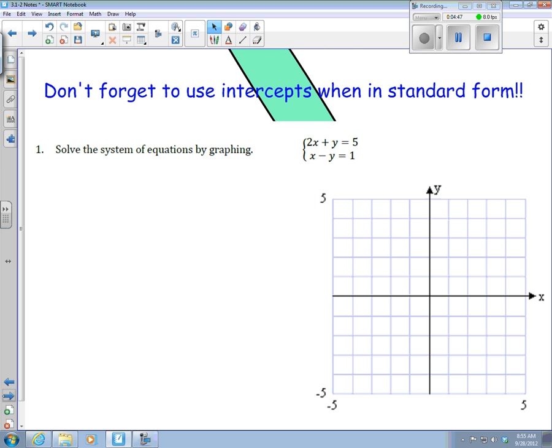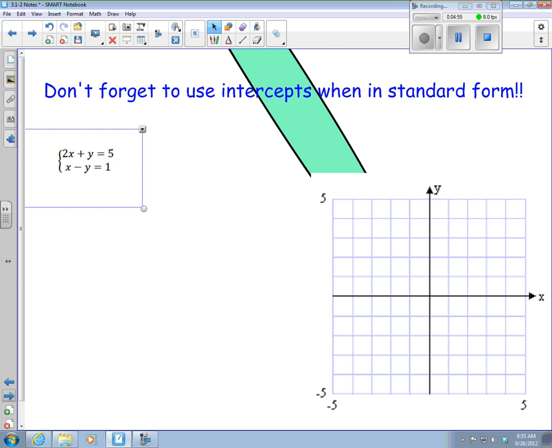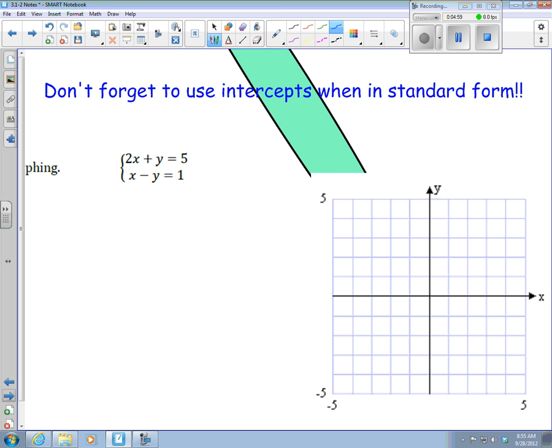Okay. So we're going to graph this first one here. It says solve the system of equations by graphing. Let's bring this over here, make it a little bit bigger. Now these are both in standard form, so I'm just going to use my x and y intercepts. So 2x plus y equals 5. Well, first of all, if you plug in 0 for y, you'd get 2x equals 5, or x equals 2.5. So there's my x-intercept right there.